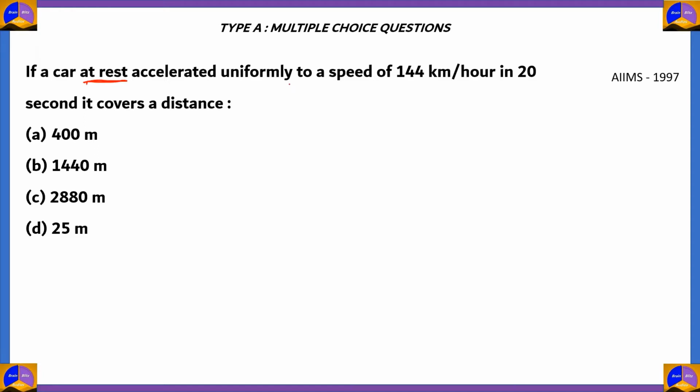So at rest implies that the initial velocity u is equal to 0. Accelerated uniformly, so we have an acceleration a, to a speed of 144 kilometers per hour. So our v is equal to 144 kilometers per hour. However, we need to convert this into meters per second because the distance that we need to find out is in meters and the time given is in seconds.